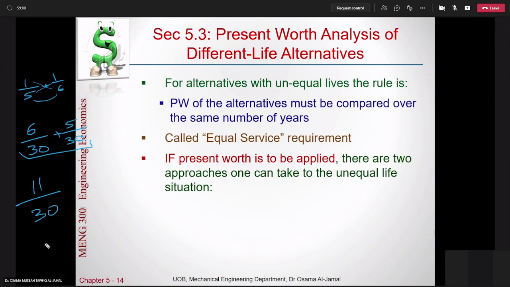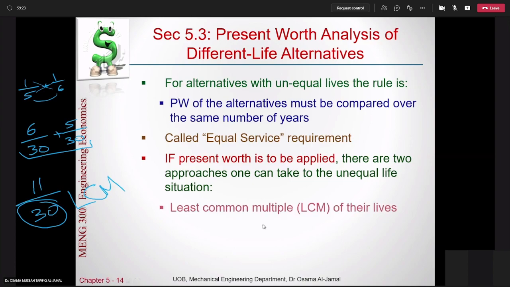Is there a common factor between them? Can we simplify it more? No, we cannot. So that 30 is the LCM. That's what we call here least common multiple. That's the first type, to make the two alternatives equal theoretically. Just to do the calculation.